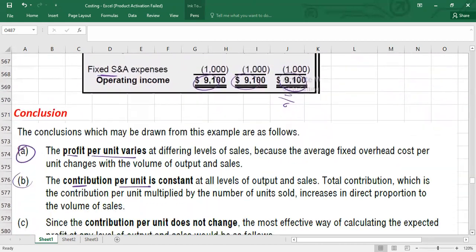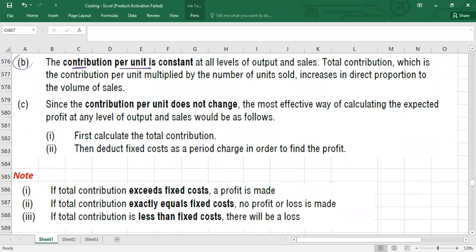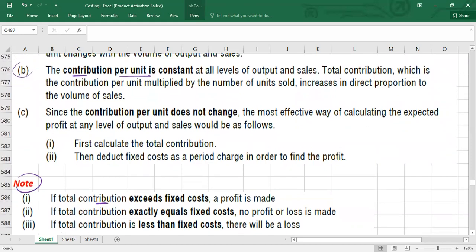Okay, the third point is what? The third one, you should remember this note actually. If your total contribution, I told you the total contribution means this one.